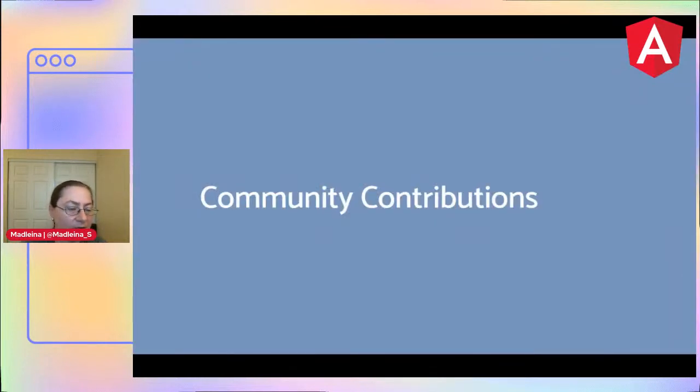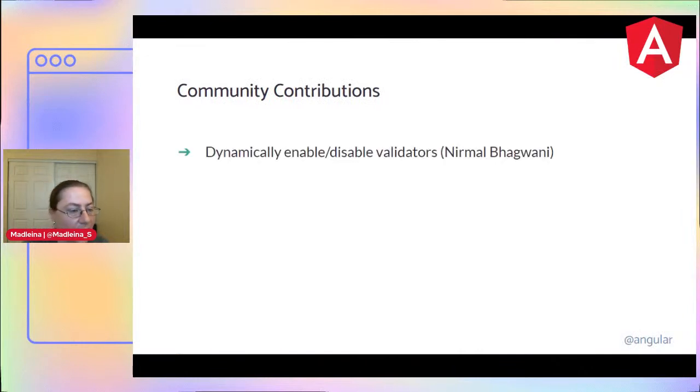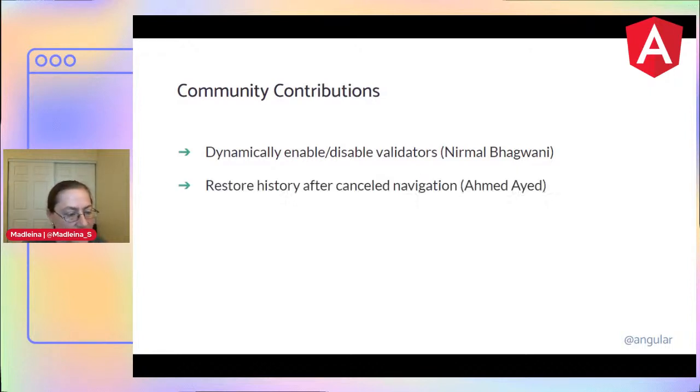We've also, as always, had many community contributions, and there are a couple of them that we want to highlight. The first one is that we have now dynamically enabled and disabled validators, and I'm sure there's many of you that appreciate the work of being able to use this. We've also now have restore history after canceled navigation. I know that many users and many of us answer cancel navigation, so this is very helpful for them.